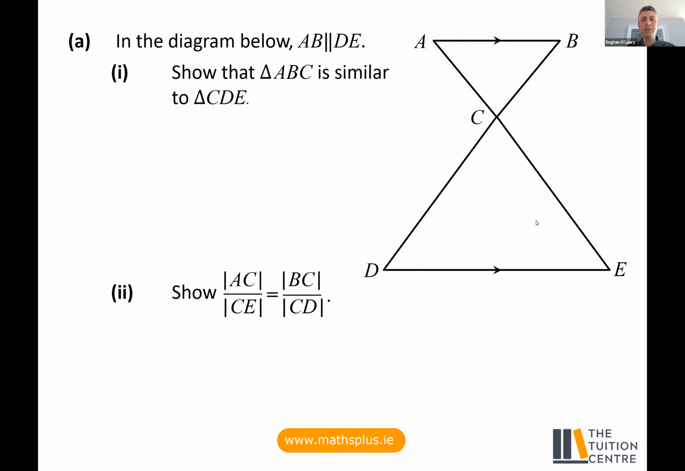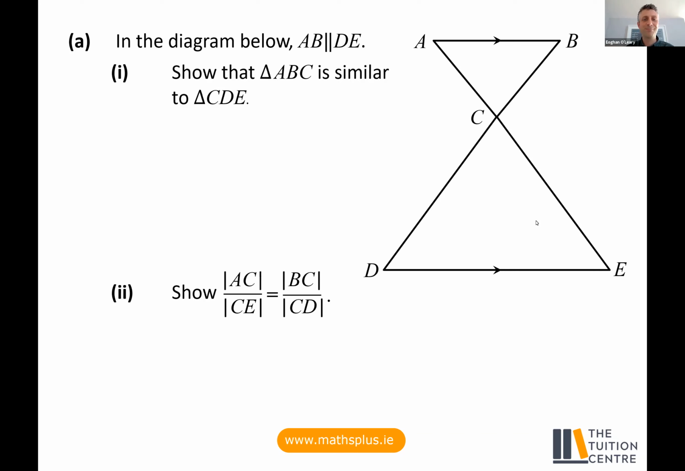In the diagram below, it says AB is parallel to DE. Show that the triangles ABC and CDE are similar to each other. So what do we want to show? We want to show they're similar. We need to show that there are three angles equal to each other in each of the triangles.